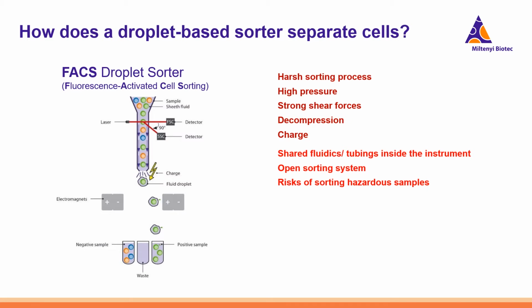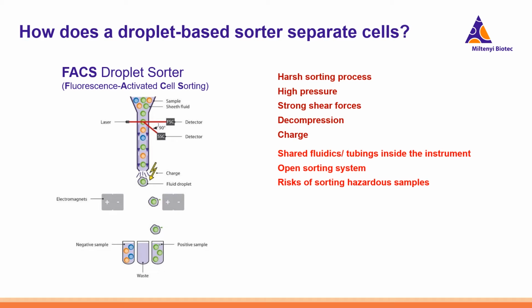Why did we decide to push the idea of a cartridge and microvalve-based cell sorter? Because there are so many problems associated with the conventional droplet cell sorter. First of all, the conventional cell sorting is very harsh to cells. The cells are sorted under high pressures and strong shear forces, and the cells will be decompressed and charged during the sorting. All these factors can negatively affect the viability and functionality of cells.